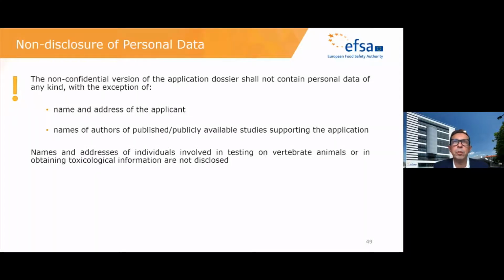Then it's important to understand that since all information supporting an application dossier will be disclosed proactively by EFSA, this proactive disclosure will also include personal data that are relevant and part of this application dossier. It is therefore important that an applicant submits a confidentiality request also for the personal data that they do not want to be disclosed. In particular, for individuals, names and addresses of individuals involved in testing on vertebrate animals or in obtaining toxicological information.